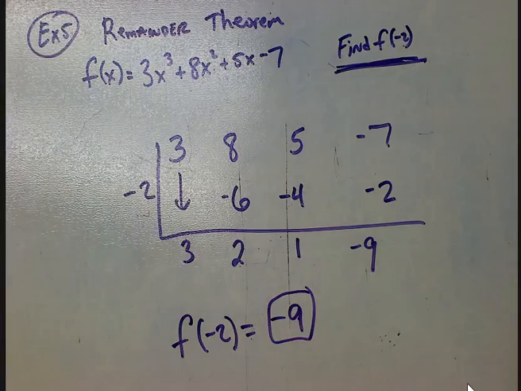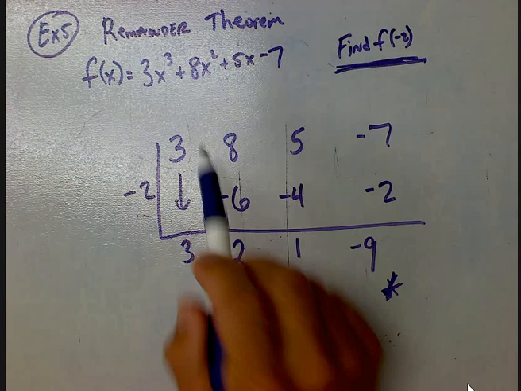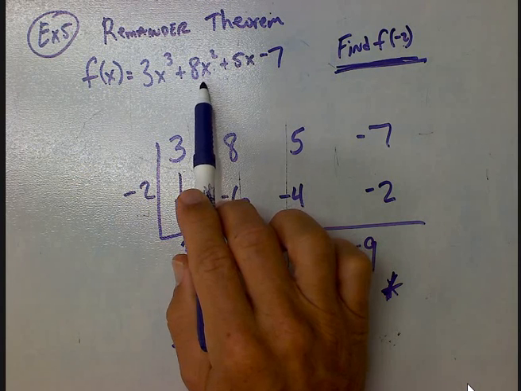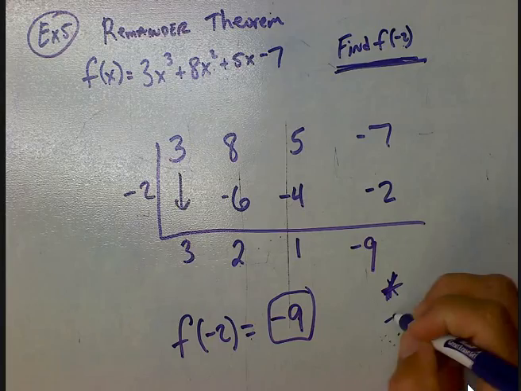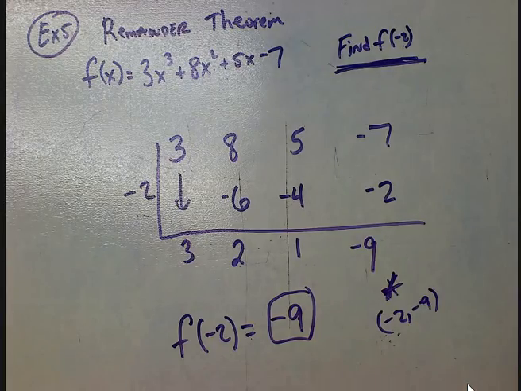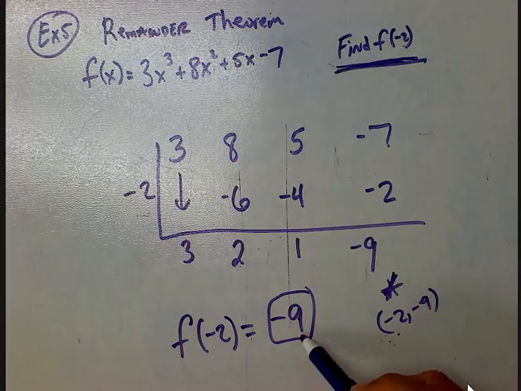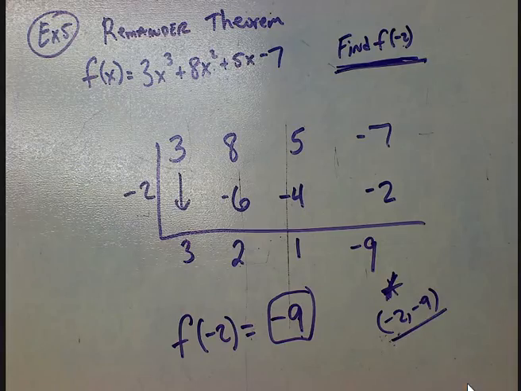One thing I want to point out, if I had to graph this like I did in 2.2, -2 comma -9 would be a point on the graph. F at -2 means put -2 in for x. The answer you got at the end is y. So that would be a point on the graph also. Just want to point that out.